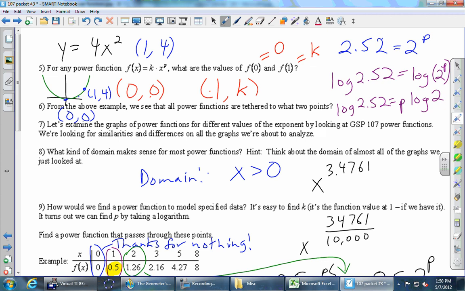And then to solve for p, divide both sides by what? Log of 2. Okay, somebody with a calculator? Questions on finding p?